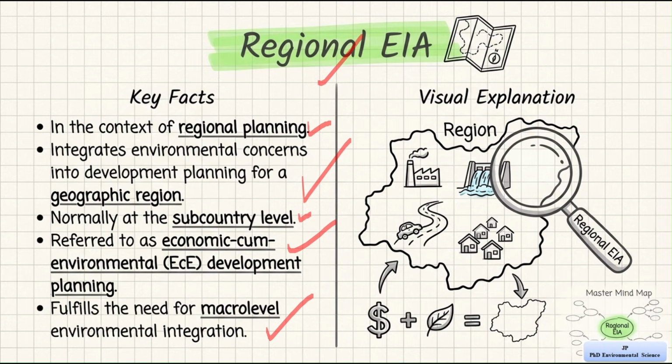On the right side, you can see the map shows a region with many activities: factory, dam, roads, houses. Regional EIA studies all of them together, not separately. At the bottom you can see economy plus environment is equal to balanced development.